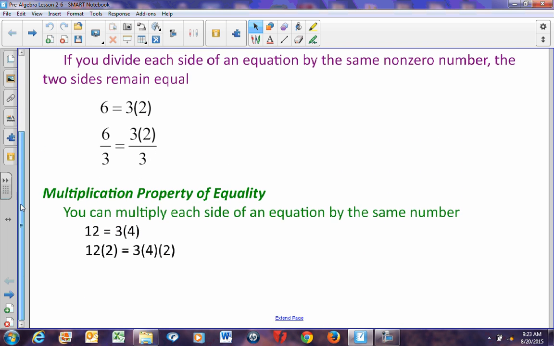So if I have 6 equals 3 times 2, which is true, if I divide both sides by 3, 6 divided by 3 equals 3 times 2 divided by 3, that also works. The same thing happens with multiplication. You can multiply each side of an equation by the same number, and it also keeps the equation balanced. 12 equals 3 times 4, 12 times 2 equals 3 times 4 times 2.